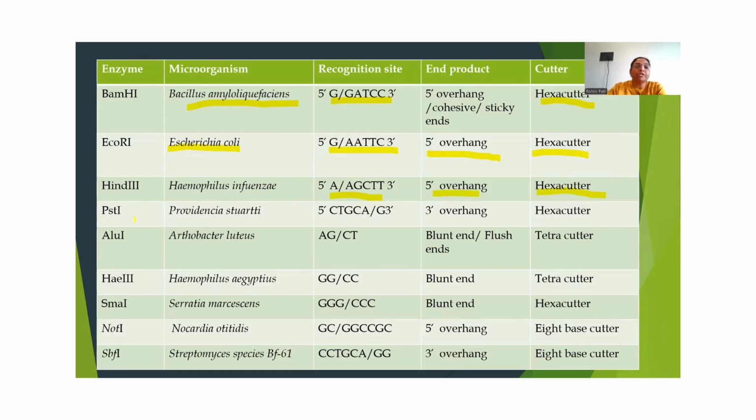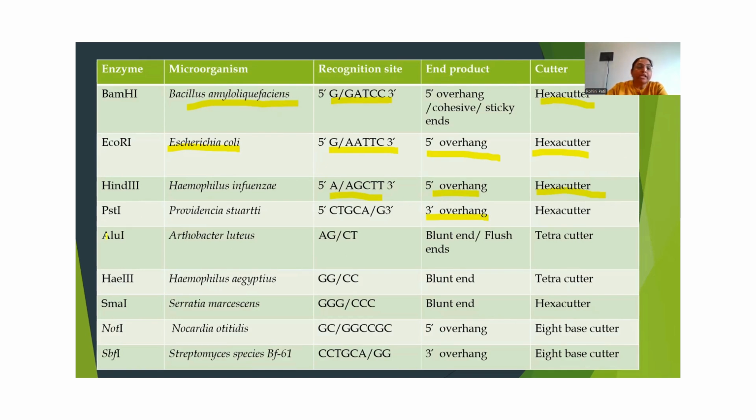Next enzyme is PstI. Okay, PstI is also a hexacutter, as it has 6 nucleotides in its recognition sequence in the restriction site, and it is producing here the 3 prime overhang. Okay, it is going to produce the 3 prime overhang.